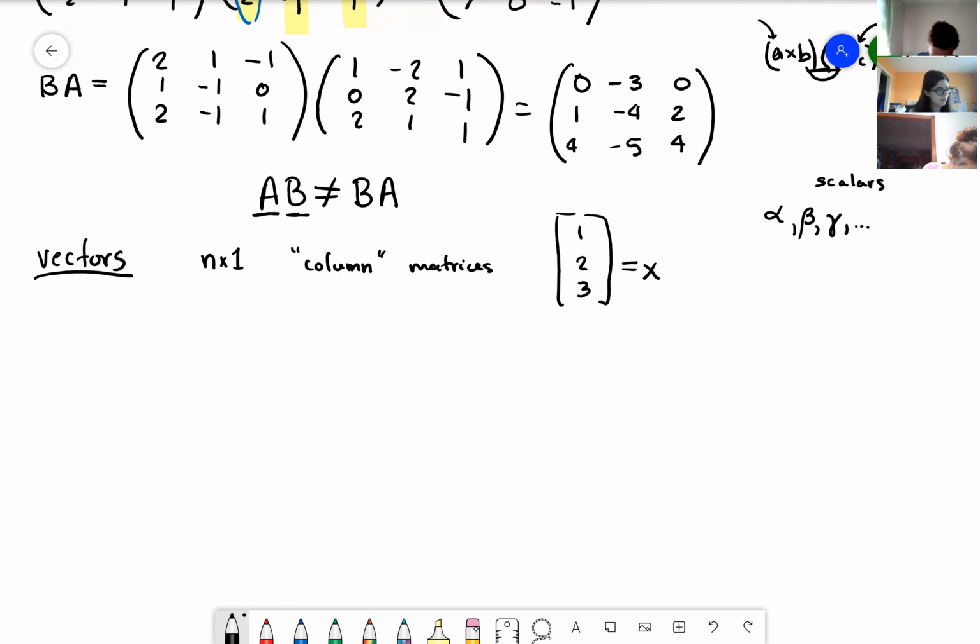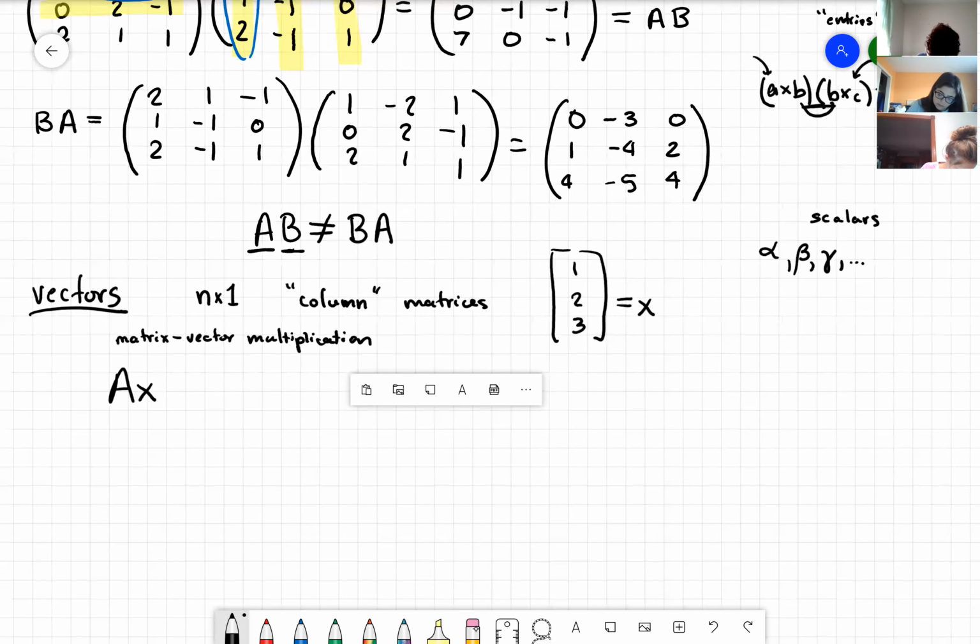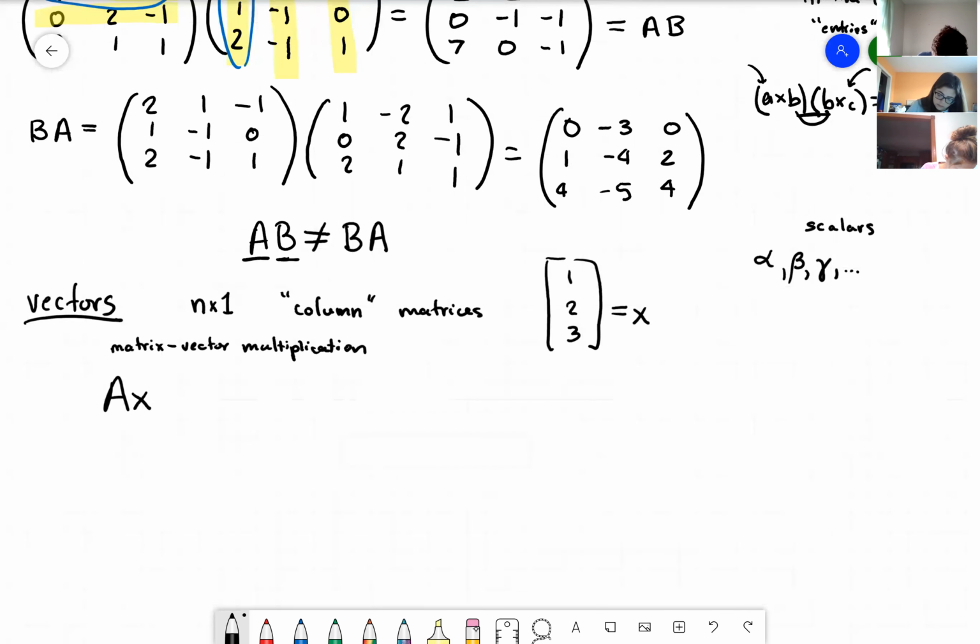Okay, how much time do I have? 2 minutes? Let's do an example of matrix vector multiplication. I'll write like this. One of the nice things about this recording is that we're going through this pretty quickly. You can just watch the recording later.